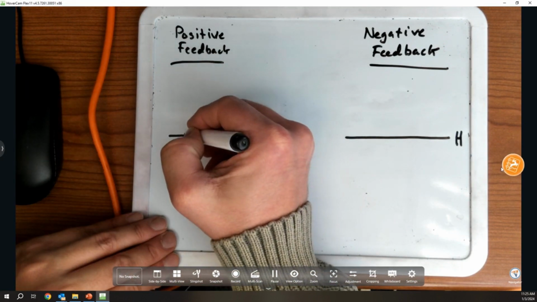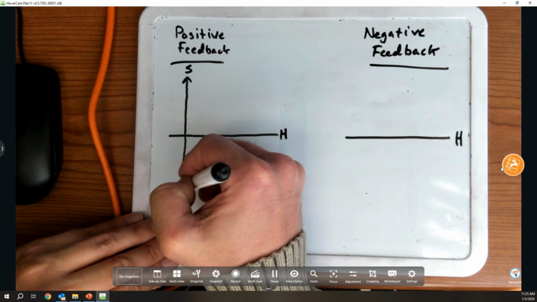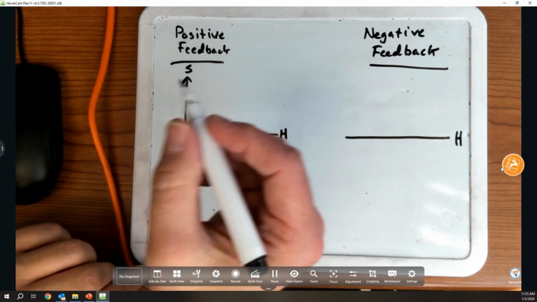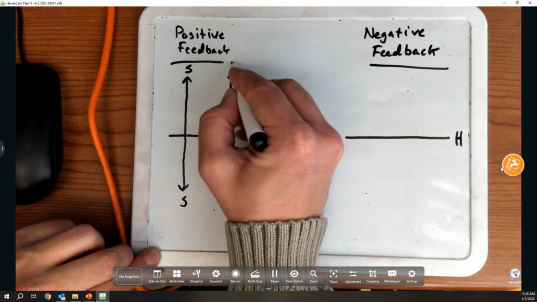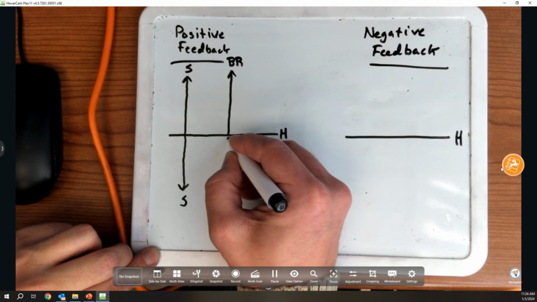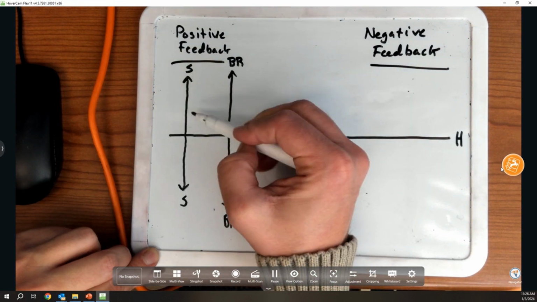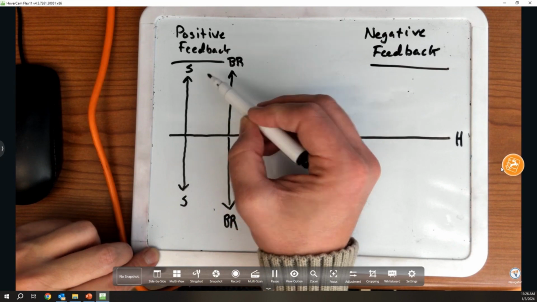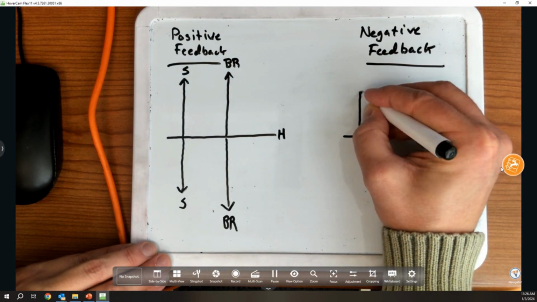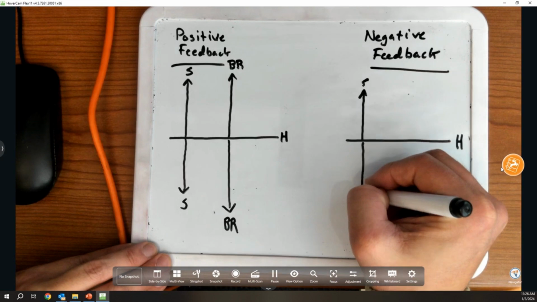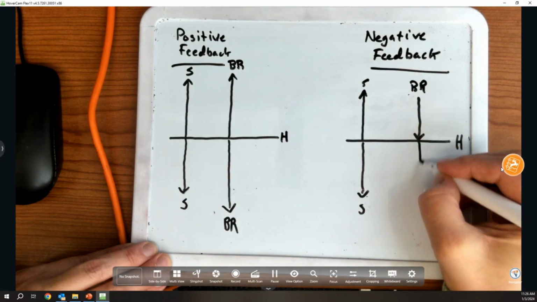Okay. Now, let's say I have a stimulus, S for stimulus, which can go up or go down. And we have a body response. Now, in positive feedback, the body's response is in the same direction as the stimulus. So they go in the same direction: the stimulus and the body's response go in the same direction. In negative feedback, we have a stimulus going up or down, and the body must respond by going the opposite way.